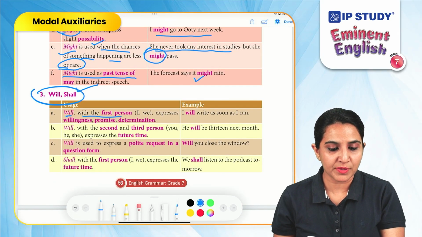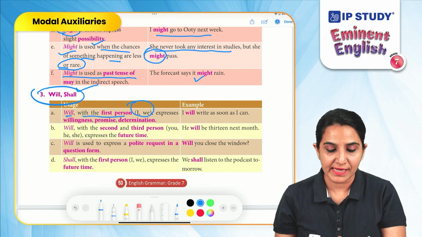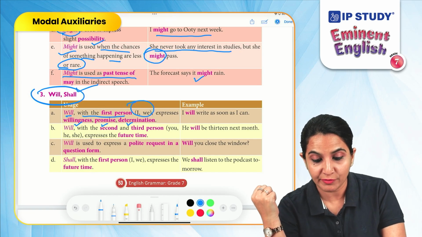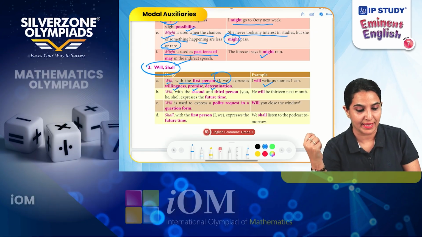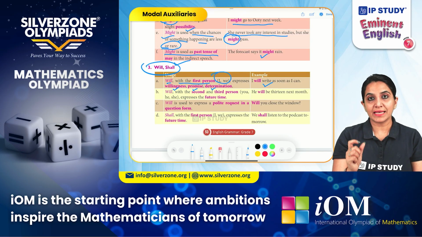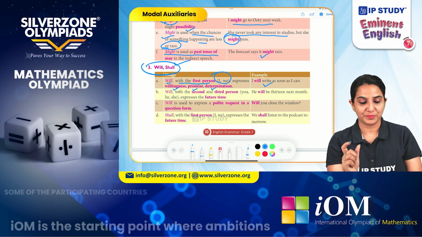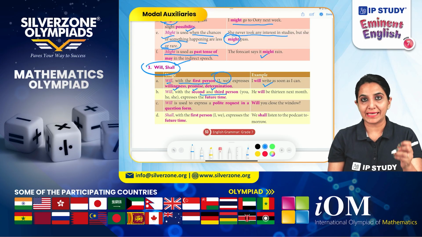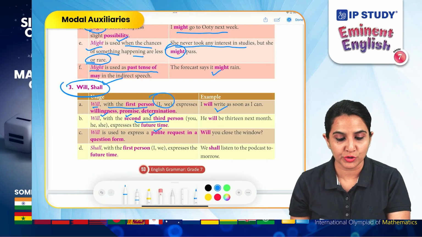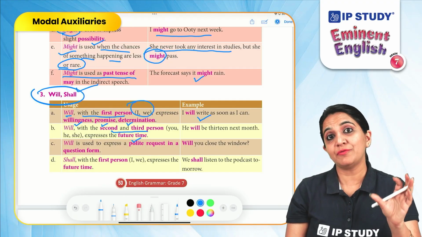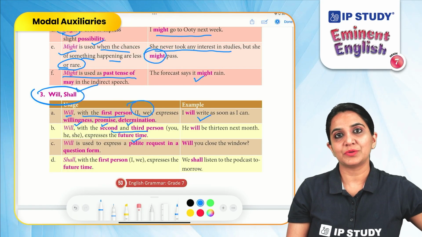Will with the first person I or we expresses willingness, promise, determination. For example, I will write as soon as I can. So here, the determination and the willingness is being expressed by will. Will with the second or the third person, like you, he, she, expresses the future time. For example, he will be 13 next month. He will go to school this week.